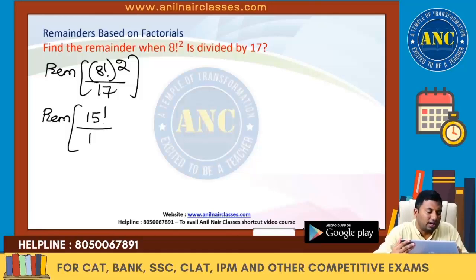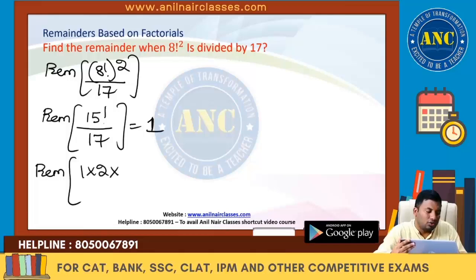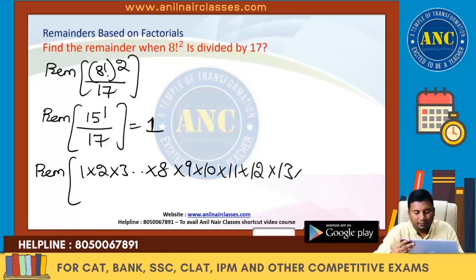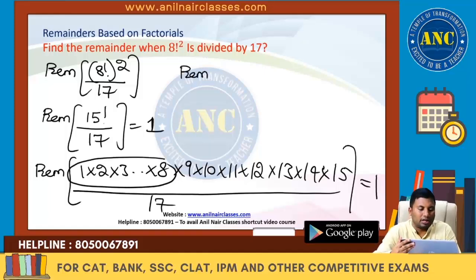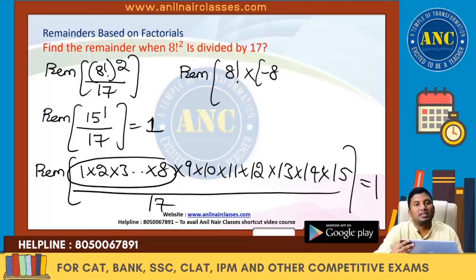15 factorial divided by 17 is 1. 15 factorial is nothing but 1, 2, 3 and so on up to 8 into 9, 10, 11, 12, 13, 14, 15, divided by 17. This also gives 1. 1 into 2 into 3 till 8 is nothing but 8 factorial. Are you all with me? 9 divided by 17 is minus 8. 10 divided by 17, 17 ones are 17, gives minus 7.